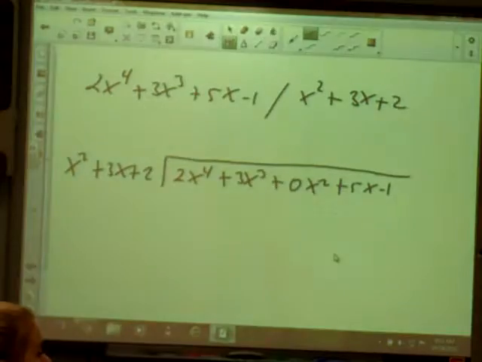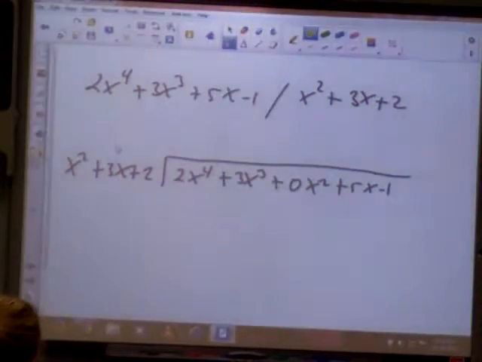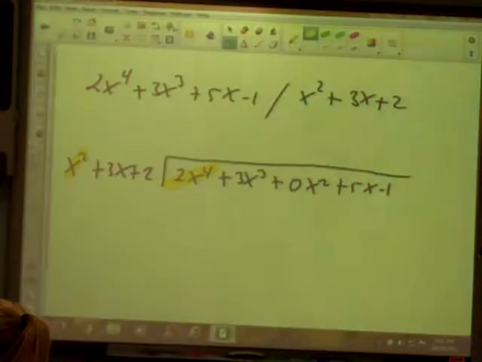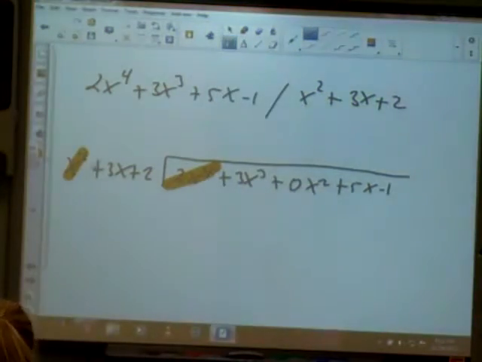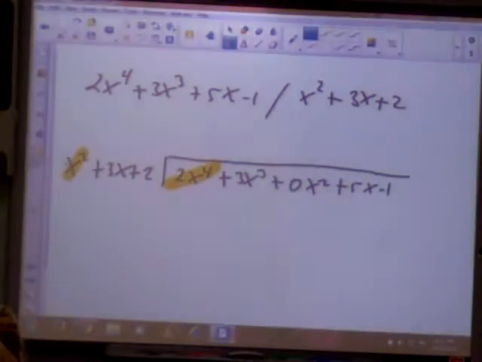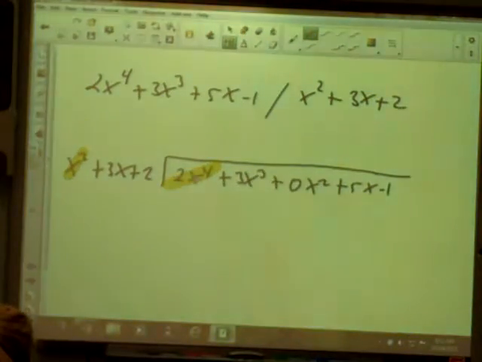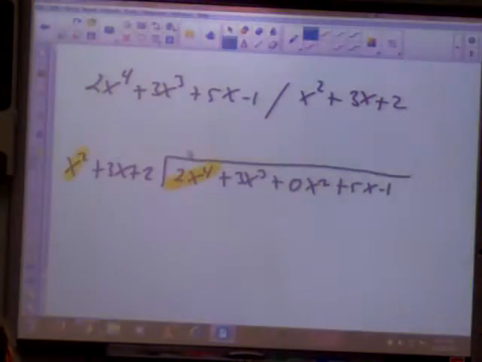Alright, so now it's not as difficult as if it were numbers. It's just more confusing looking. But what we're going to do here, we're going to take the first thing out here and see how many times it will go into the first thing in there. So what I'm asking myself is, what do I need to multiply x squared by to get 2x to the 4th? You know it's got to have a 2 in it, right, Caitlin? So 2 times x squared makes 2x squared, but how would I get it to be an x to the 4th?